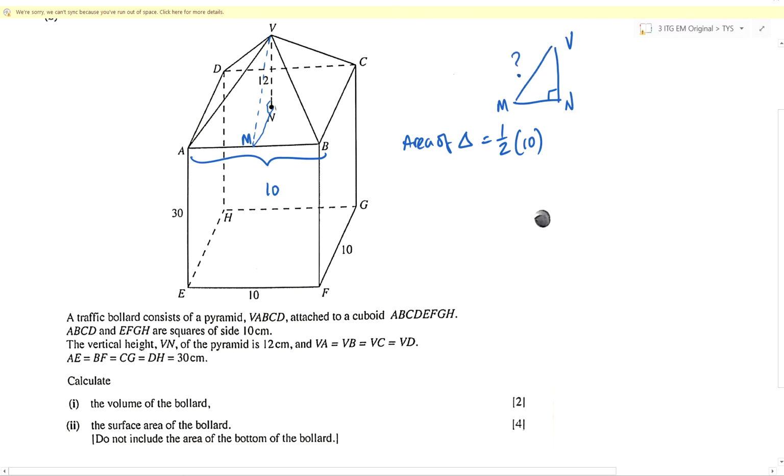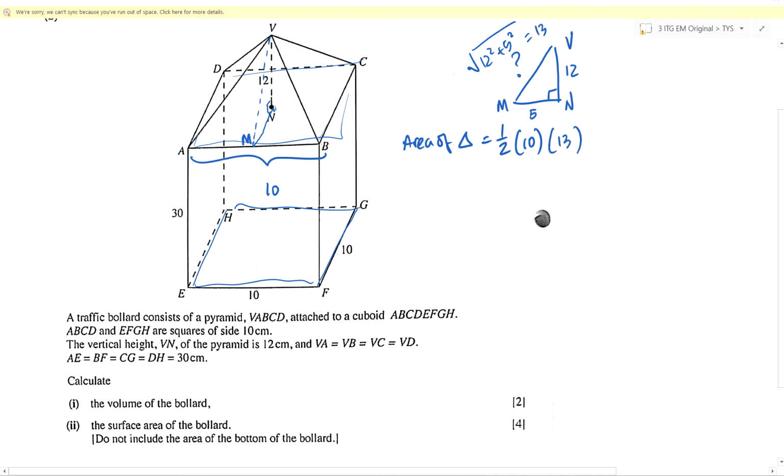Other information that we have is that VN is 12 centimeters. M to N, that is another unknown. However, because this is a square base for the pyramid, N is exactly in the middle of the square, meaning MN is half of BC. So half of 10 is just 5. So VM is the square root of 12 squared plus 5 squared, which gives us 13.